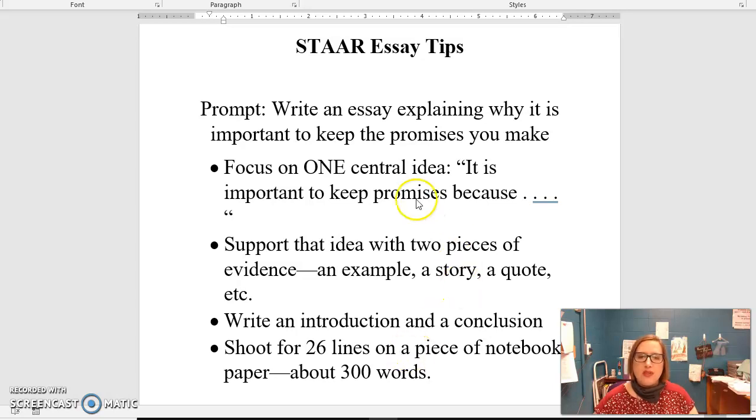But remember, focus it just on this prompt, why it's important to keep the promises you made, and get this central idea in there: it's important to keep promises because blank. If you do that, that's going to get you a long way down the road.